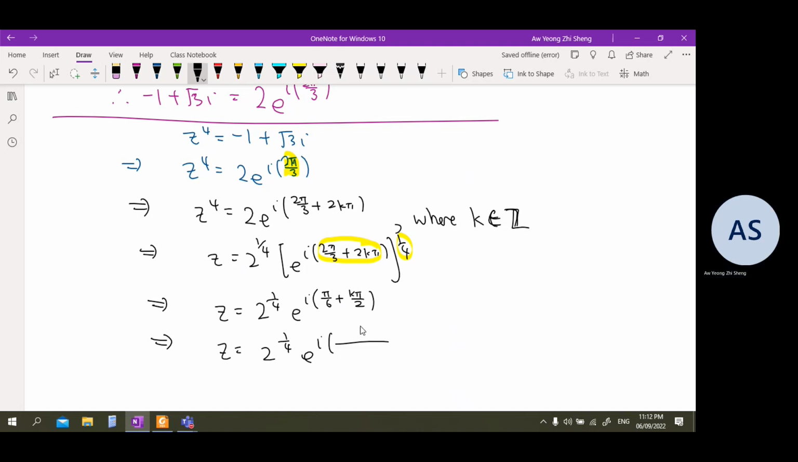So here I will just do some algebra. I'll make it to have a common denominator of 6 so that it's easier for me to observe what values of k to take later. At the top, I will need 1 plus 3k as the coefficient of pi. This is the time for us to decide what values of k to take.